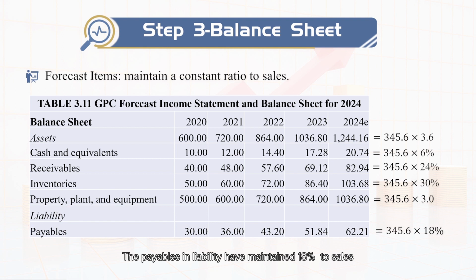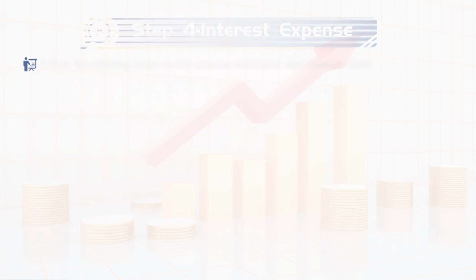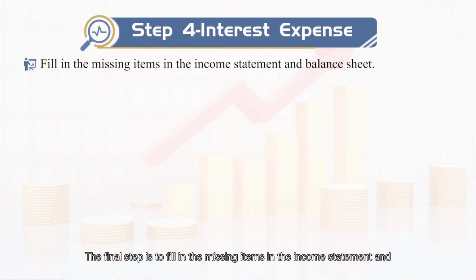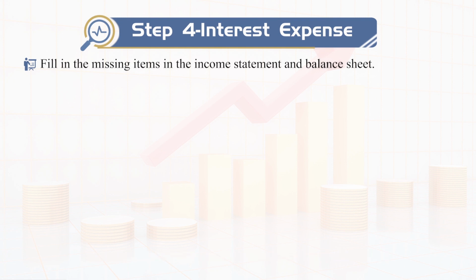The payables in liabilities have maintained 18% to sales, so the forecast is $345.6 million multiply 18%, $62.21 million. The final step is to fill in the missing items in the income statement and the balance sheet. That is, the items that do not maintain a fixed ratio to sales.